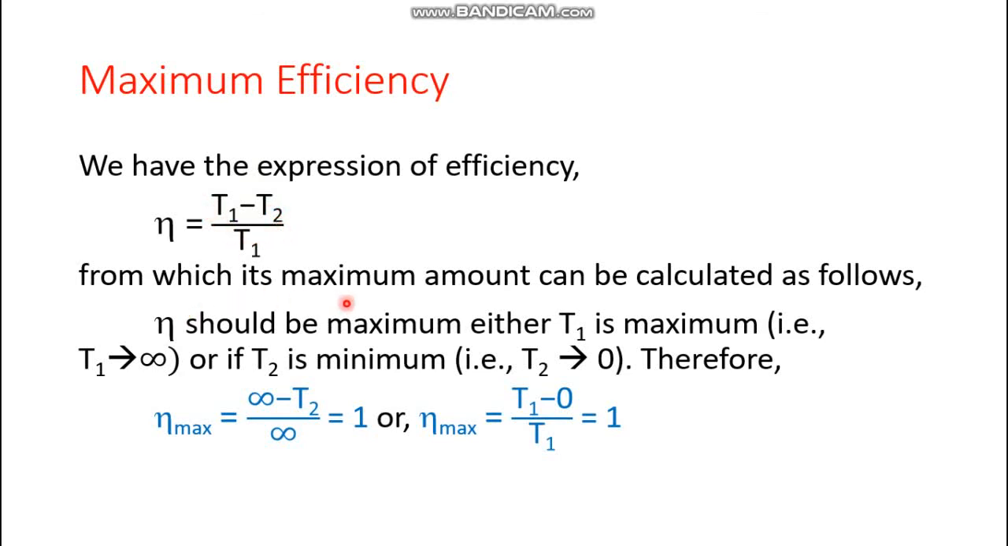So eta should be maximum, either T1 is maximum, as I have said, that is T1 is infinity, or T2 is minimum, that is T2 tends to 0. Therefore the maximum value of efficiency is eta equals (T1 minus T2) by T1, that is equal to 1, or (T1 minus 0) by T1 equals 1. So this is the condition to get the maximum efficiency. That means the temperature of the source either should be infinite or that of the sink should be absolute zero. This is the physical significance.